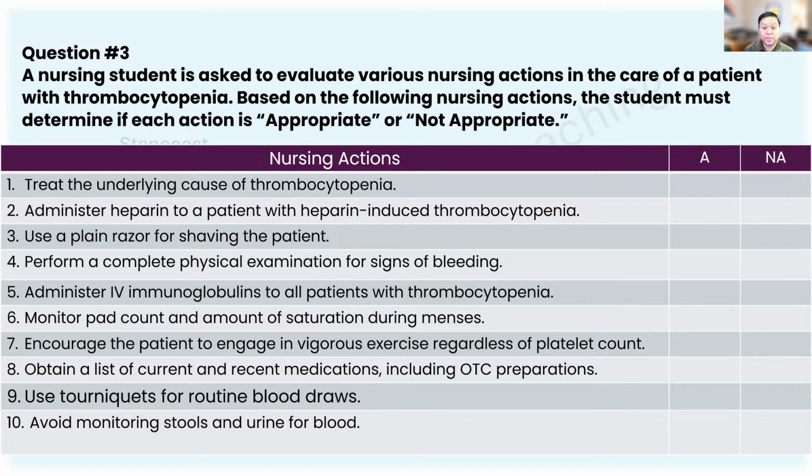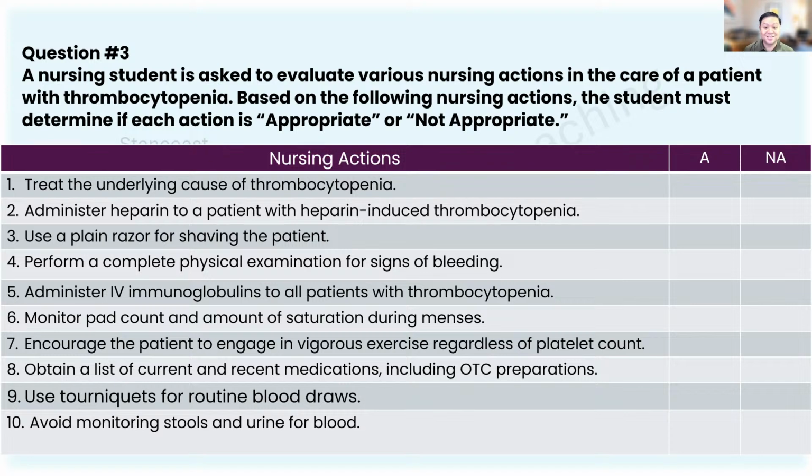Number 3. A nursing student is asked to evaluate various nursing actions in the care of a patient with thrombocytopenia. Based on the following nursing actions, the student must determine if each action is appropriate or not appropriate. Let me state those nursing actions.